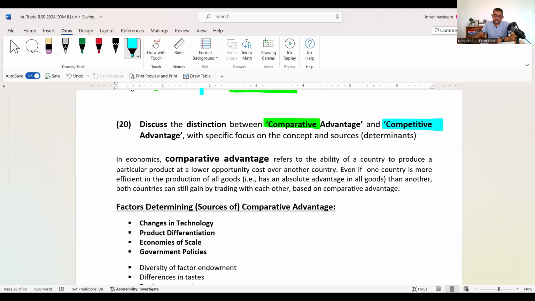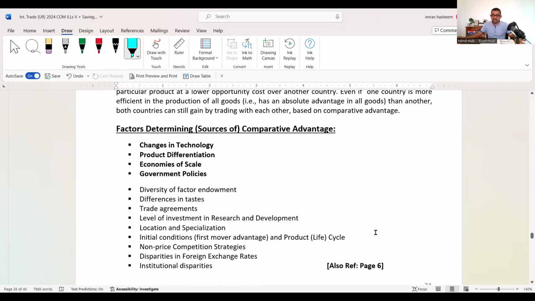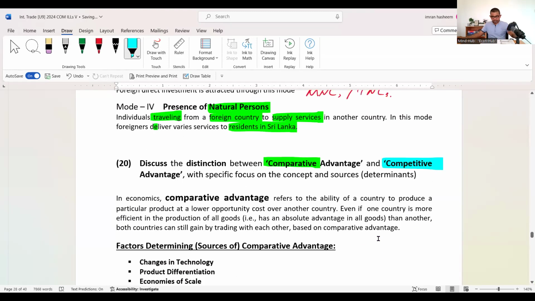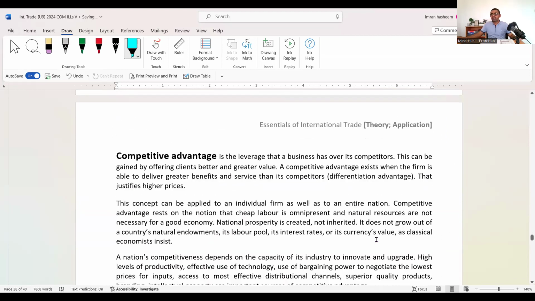Competitive advantage is actually about absolute cost. So it's more connected with absolute advantage theory. That's one of the main differences. So I've explained the whole thing. I'm not going to go word by word with you, especially not for comparative advantage, because we have done enough on this.